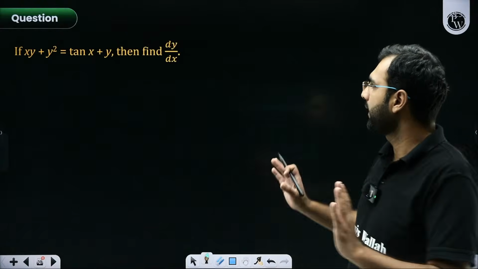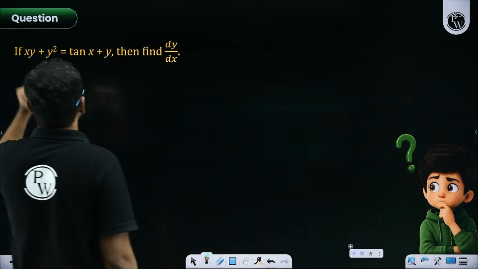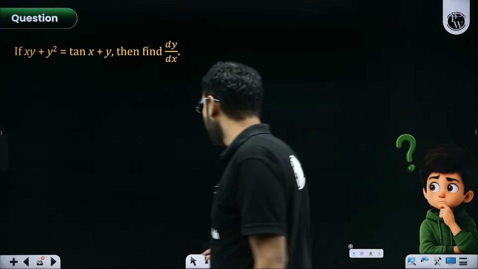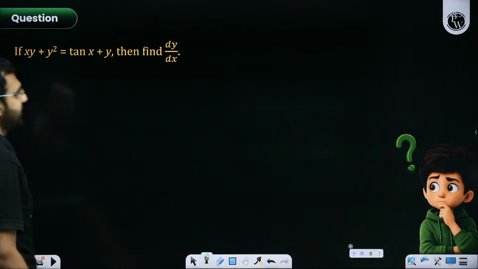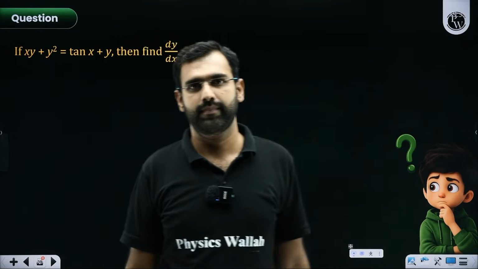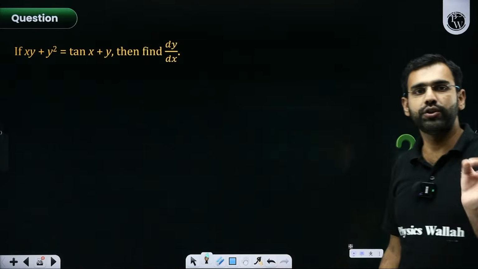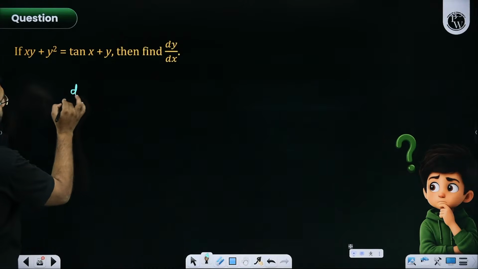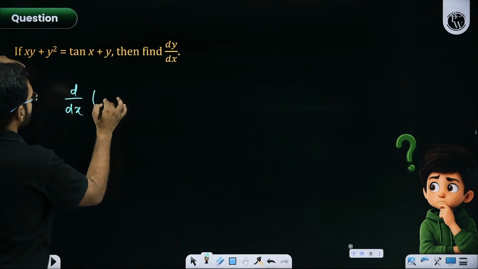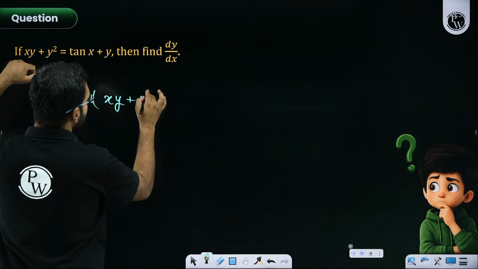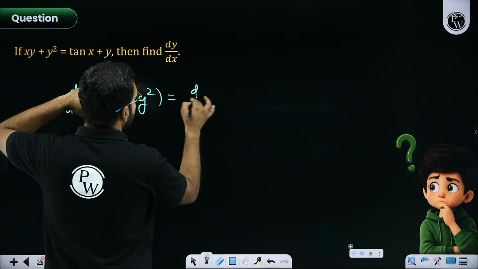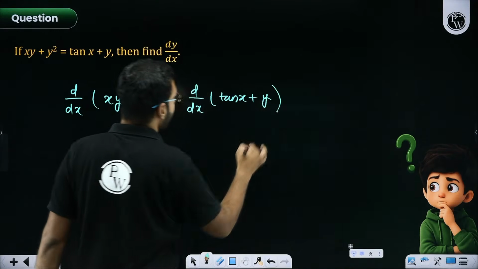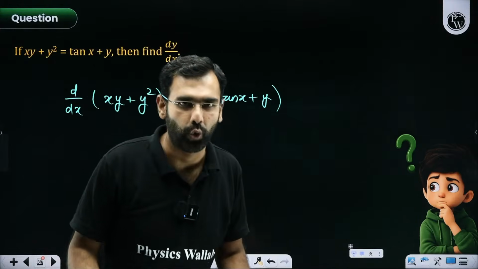What does it say here? This is clearly an implicit function where x and y are not segregated, are not isolated. So how do we differentiate it? I will differentiate both the sides with respect to x. So if I differentiate both the sides with respect to x, it is d/dx of xy plus y square is equal to d/dx of 10x plus y. Everybody comfortably got this? Yes or no?